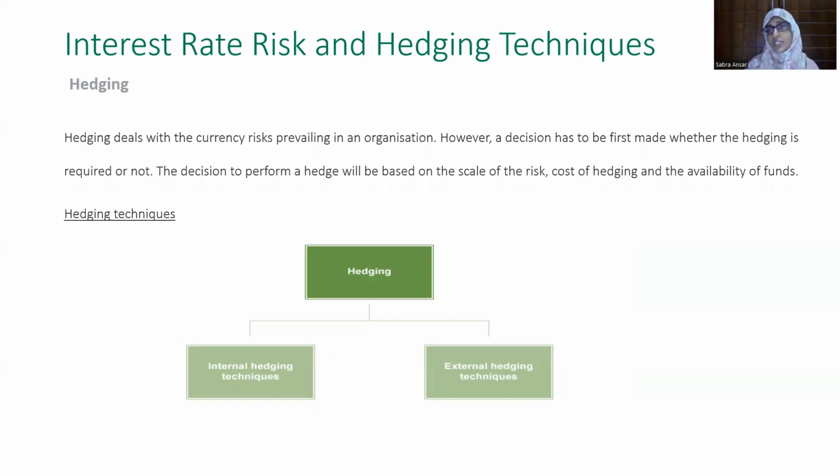Like how we decide upon the other things, right? All the things related to the scale, cost and availability will be considered similar to how decisions related to sources of finance are made. This will be used when it comes to using this type of hedging technique. So when it comes to hedging techniques, I said there are two specific types. One is the internal hedging technique, the other is the external hedging technique.